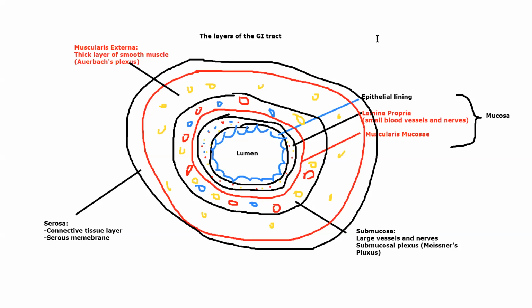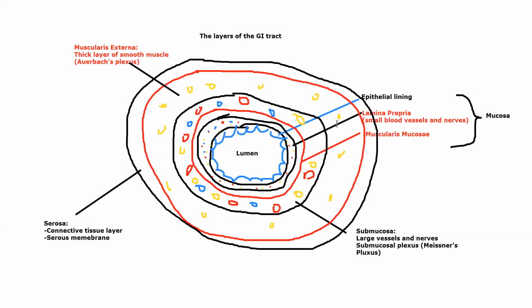Let's see, I see a question here, so I'm going to take a pause. Someone is asking, what are the blue circles? Good question. So those are the small veins. So we got small arteries, small veins here in the lamina propria. We also got large arteries and large veins in the submucosa as well.